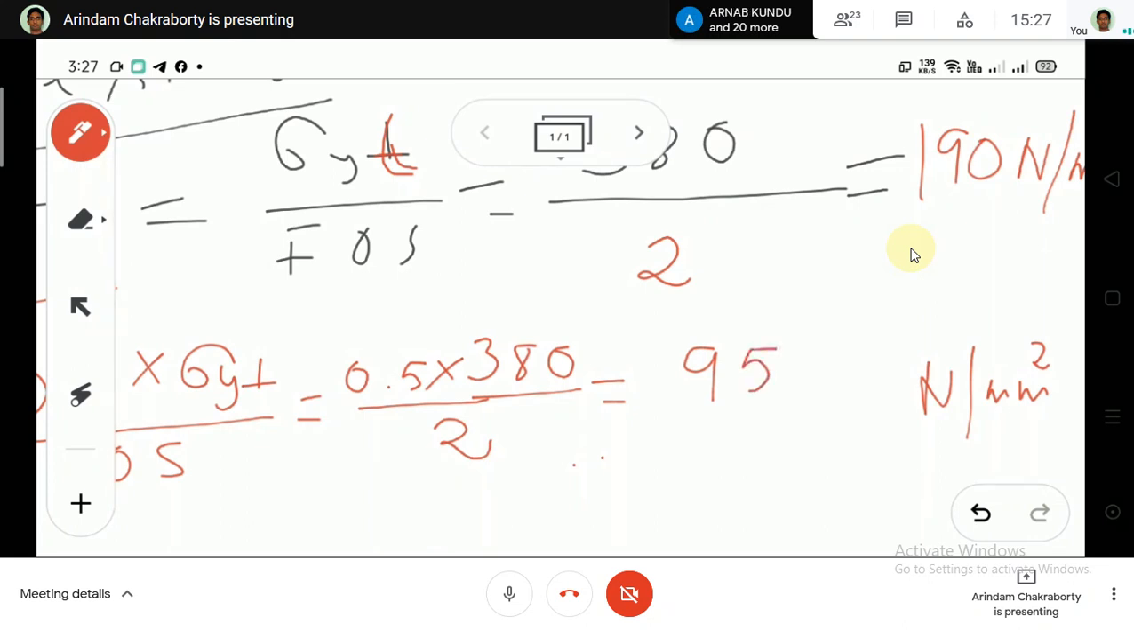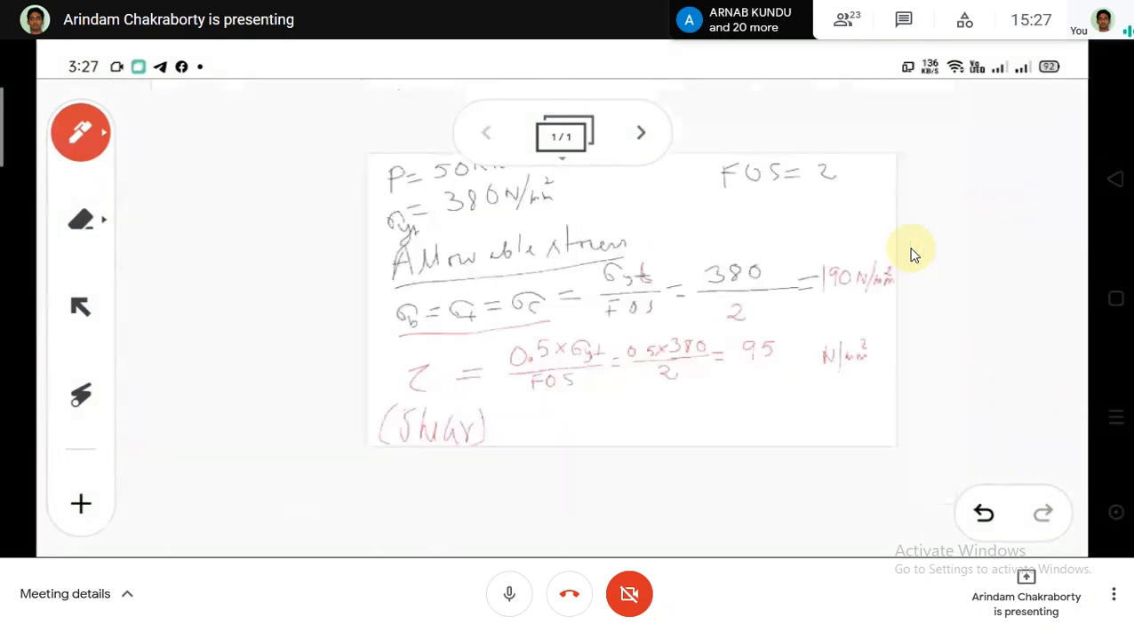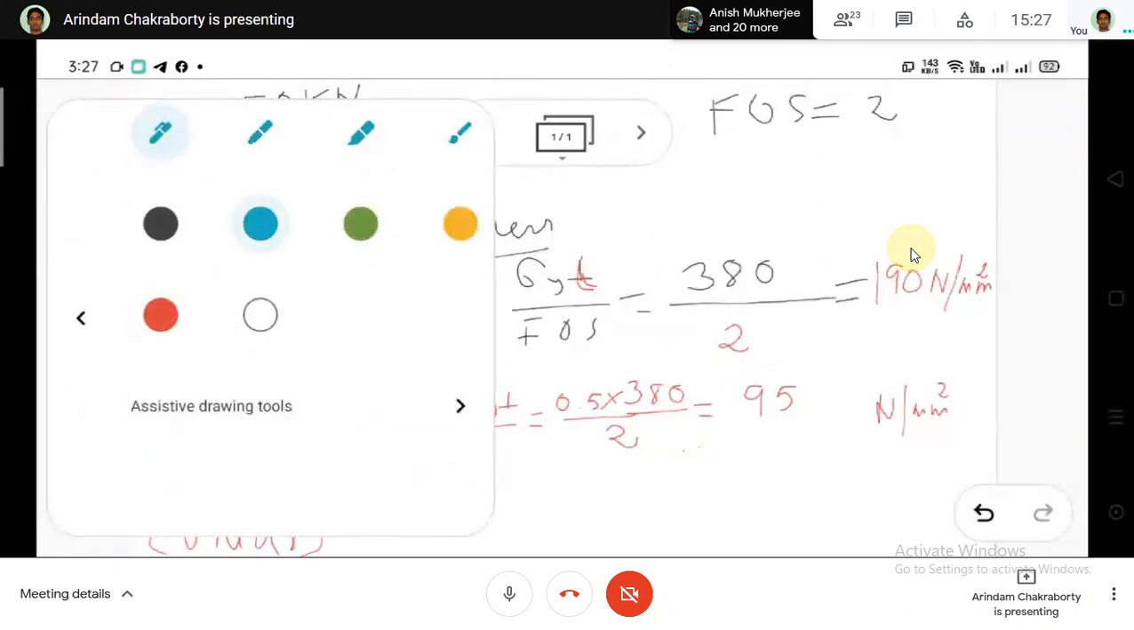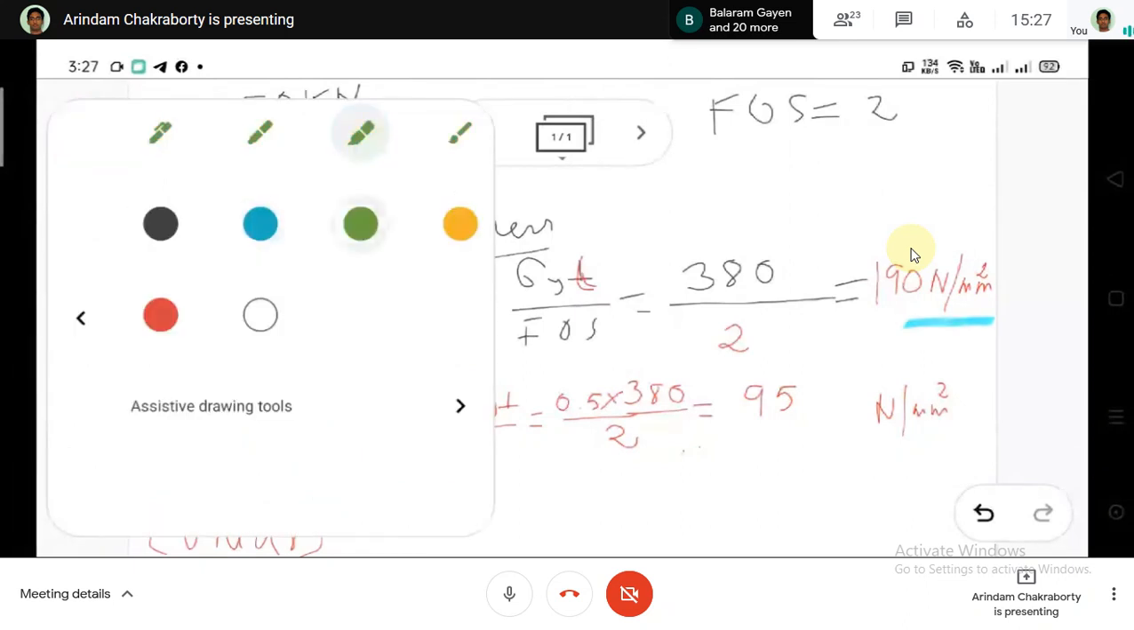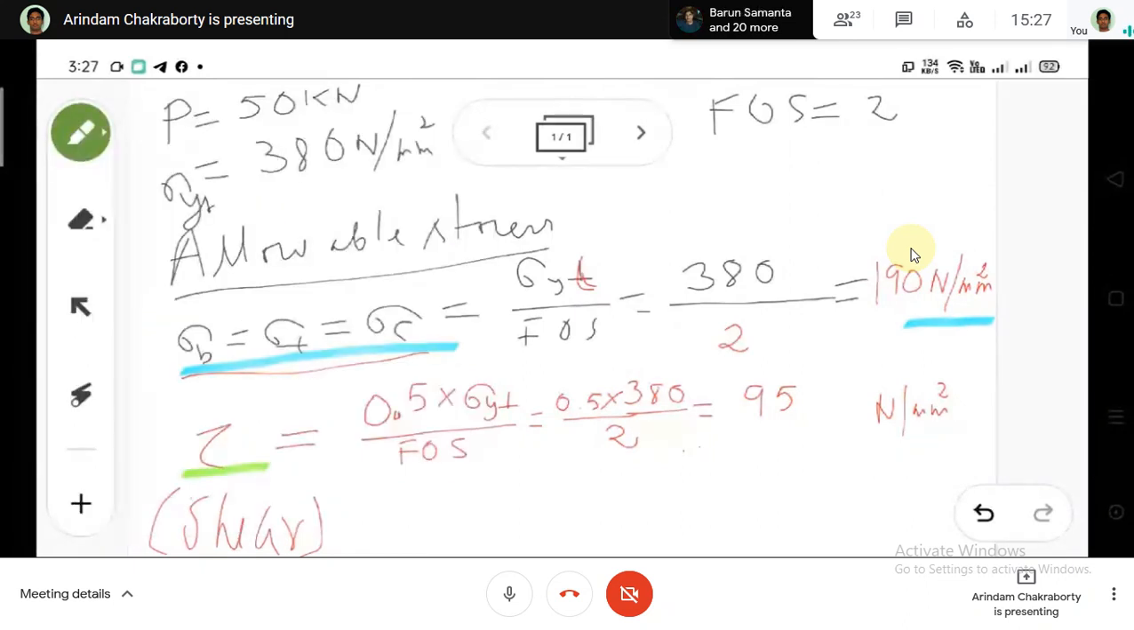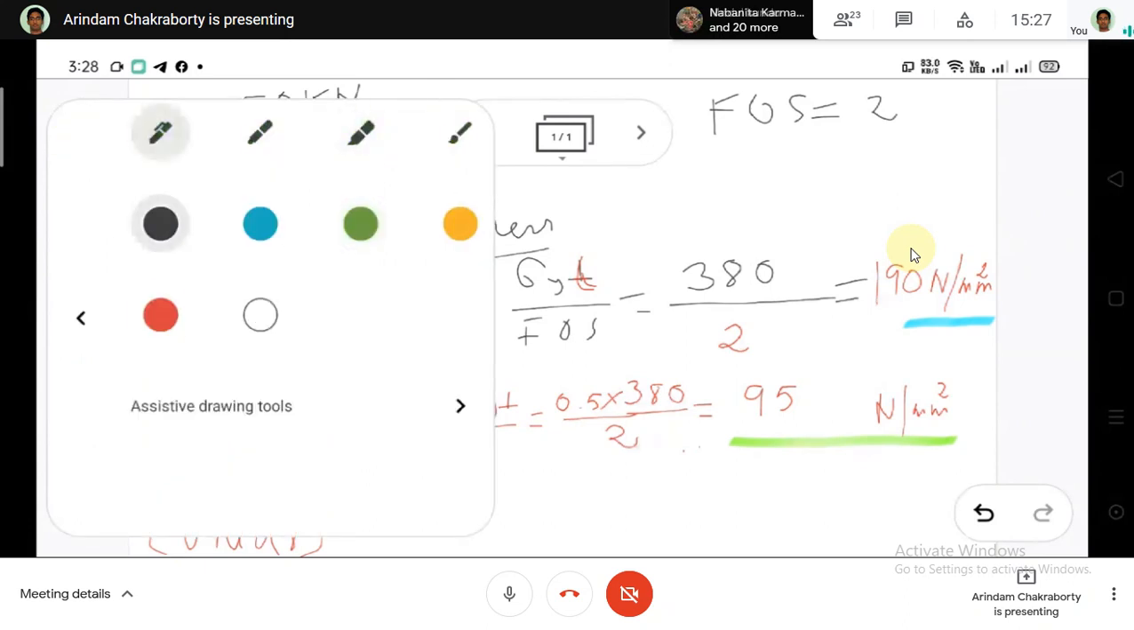Fine. So it is very clear: the allowable stress for bending, tensile and compressive will be 190, and for shear it would be 95. We will check whether the design load is more than this or not. If it is more than that, I have to say the design is unsafe. If it is less, then I'll consider the design as safe.